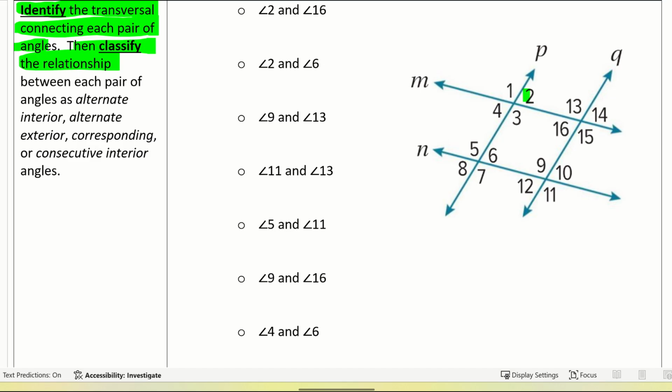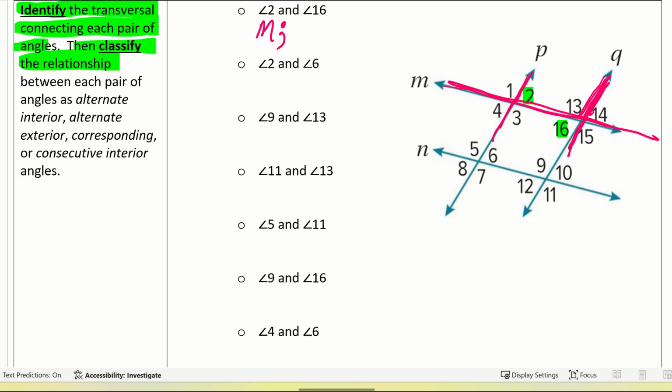Angle 2 is here and angle 16 is here. When I look at those, the parallel lines are these right here, P and Q, and they're cut by this transversal M. I will erase that when we go to the next one. So I'm going to write down M as my transversal.